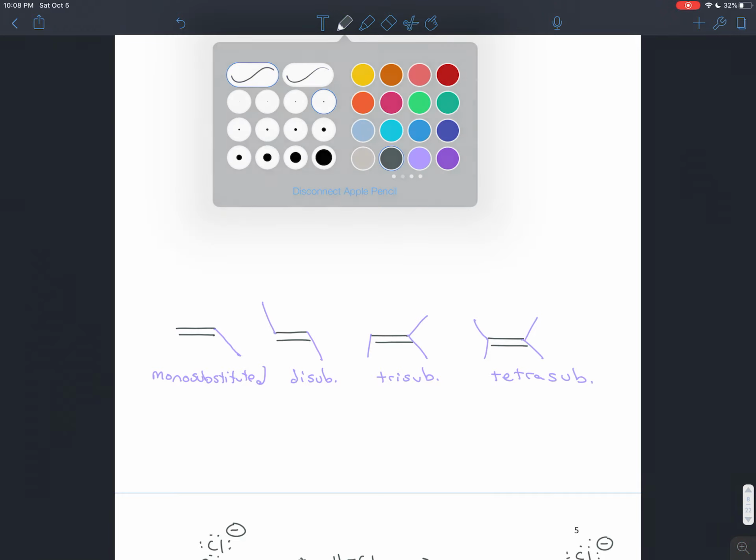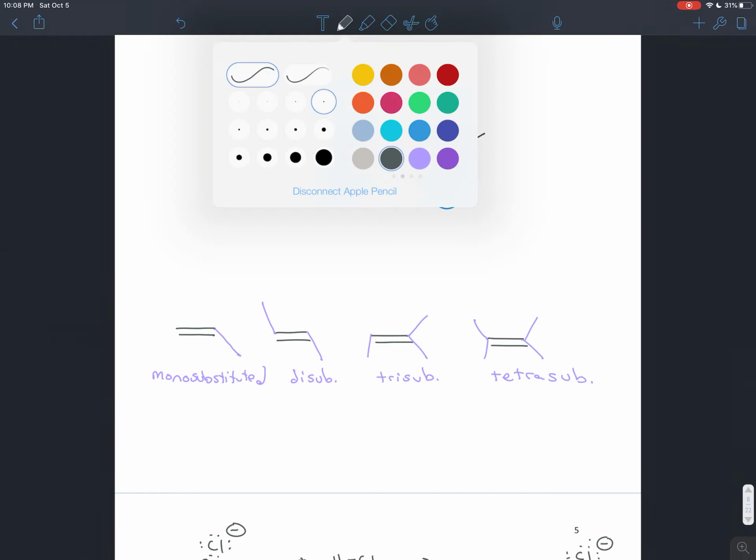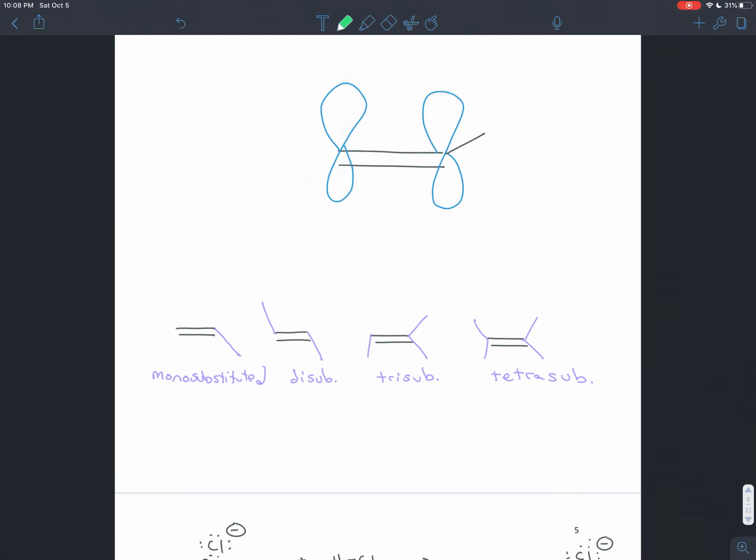Now, if you think about the bonds where you have the double bond, you have a pi bond there. That means you have two parallel p orbitals. Now, if you're going to form a sigma bond to a hydrogen, the orbital of the hydrogen is a tiny little s orbital. So if you had a hydrogen there, that s orbital doesn't overlap very well with these p orbitals.